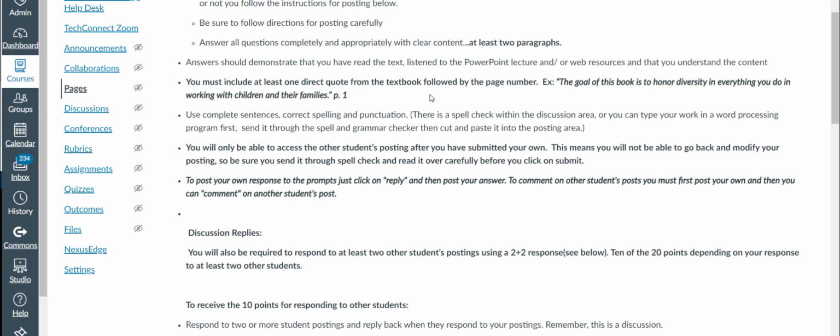So make sure that you have a nice, clear answer to the prompts. You're answering all the questions. It's long enough. You are showing that you understand the content and the topic, and you find a related quote with a page number from either the textbook in some classes, or in some classes we just use articles, so it may be from an article. But the quote from the article or textbook has to go with what you're saying.